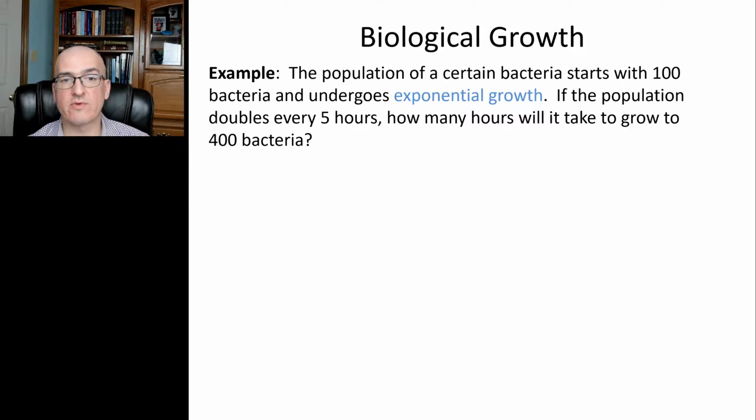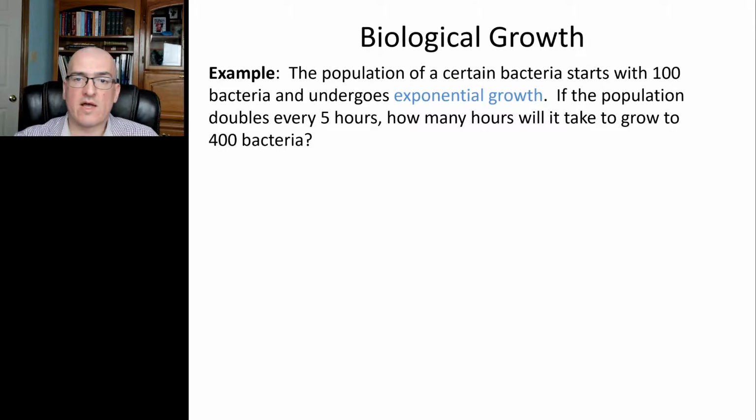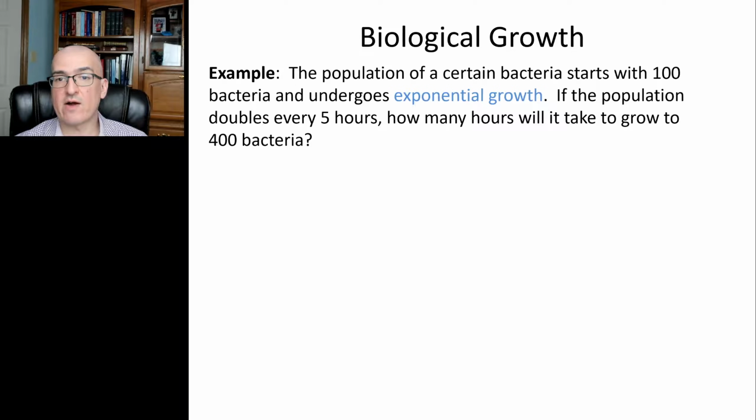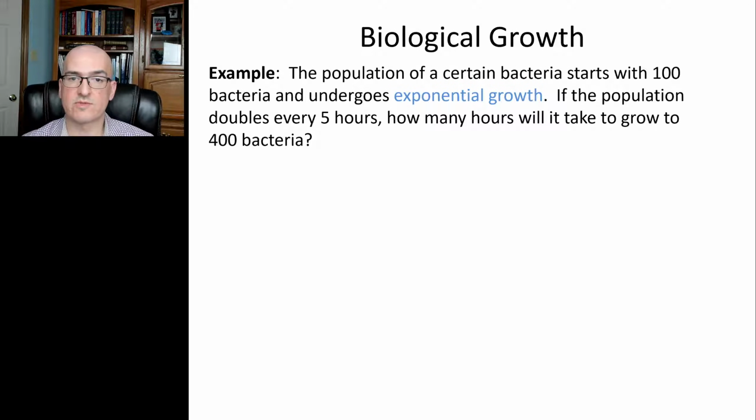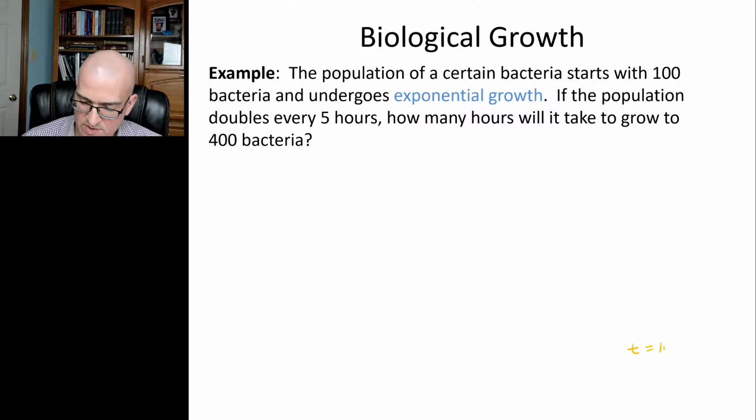We could answer this without writing anything down. It doubles every 5 hours. So in 5 hours, it's going to be 200. After another 5 hours, it's going to double. 200 doubled is 400. So that's just 10 hours. Done. T is equal to 10 hours. Double twice.